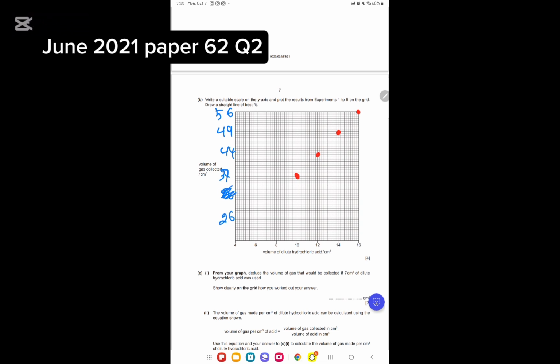All right, at 6, we got 26, so we would draw it over here. And if you notice, if you connect all the dots, they form a straight line. So our graph is supposed to look something like this. The line is drawn as a straight line.